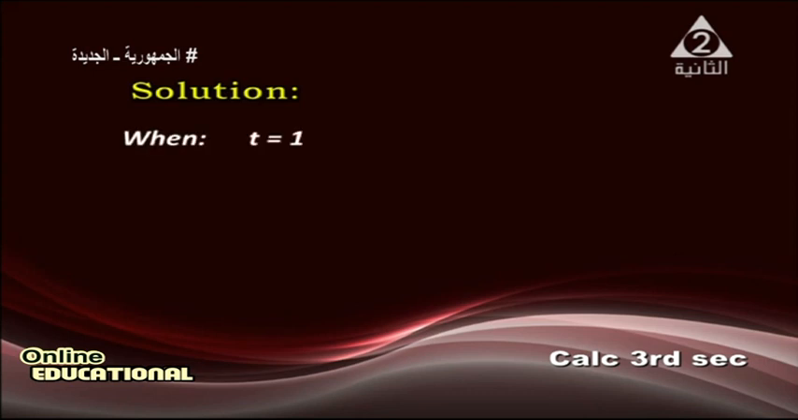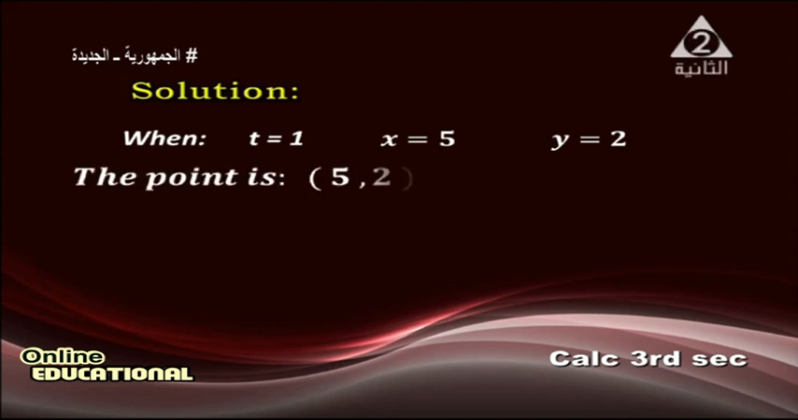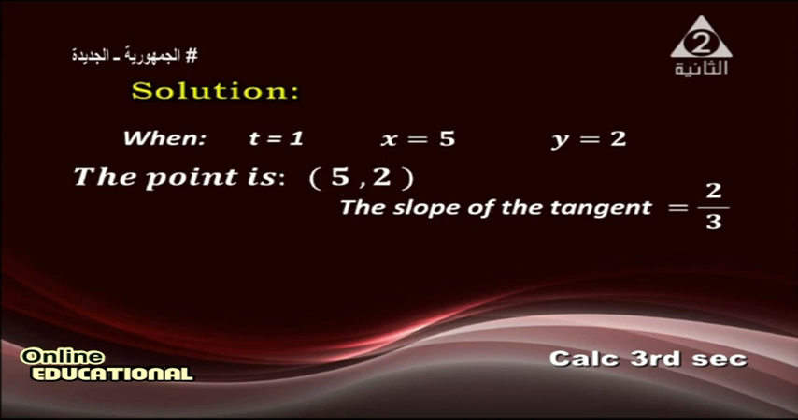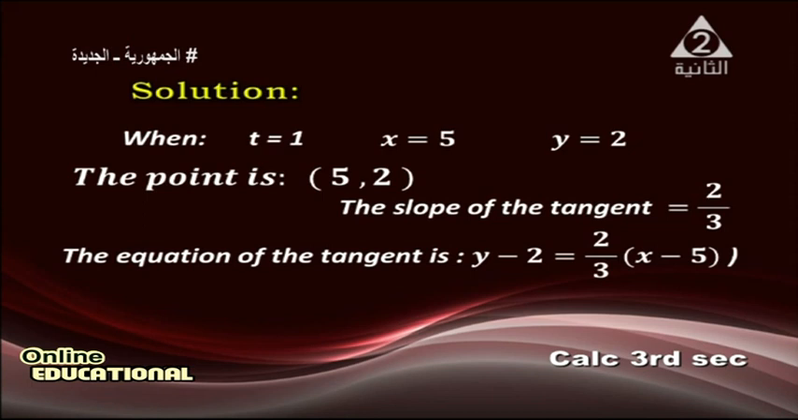The point at t equals 1 is x equals t power 2 plus 4t, which equals 5, and y equals 2t power 2 at t equals 1, then y equals 2, then the point is (5, 2). Now, we have the slope of the tangent equals 2 over 3, and the point is (5, 2). Then the equation of the tangent is y minus 2 equals 2 over 3 multiplied by x minus 5.